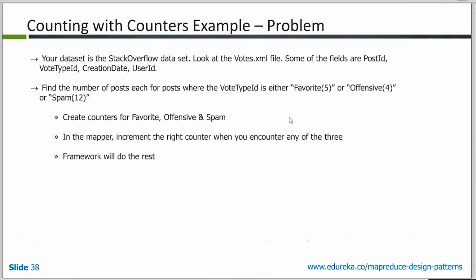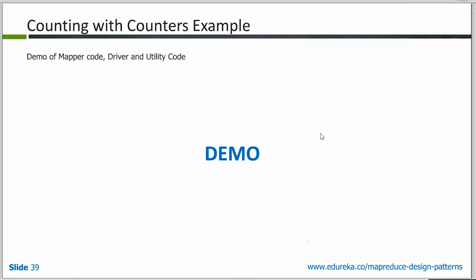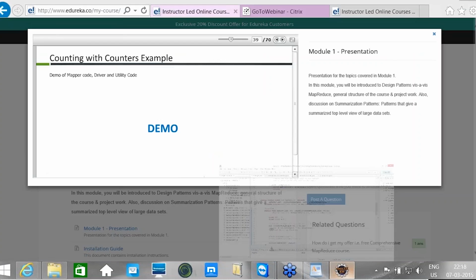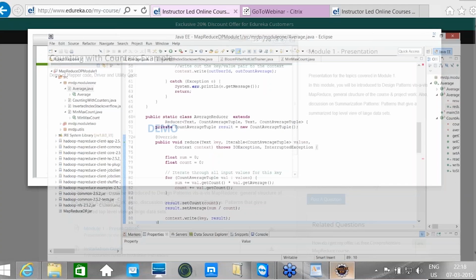Let's look at one of the examples for the counting with counters problem. The data which we'll use for this is votes.xml, again part of the Stack Overflow data. Some of the fields in this are post ID, vote type ID, creation date, and user ID. And we are going to create counters for 3 different varieties of vote type ID: favorite, offensive, and spam.